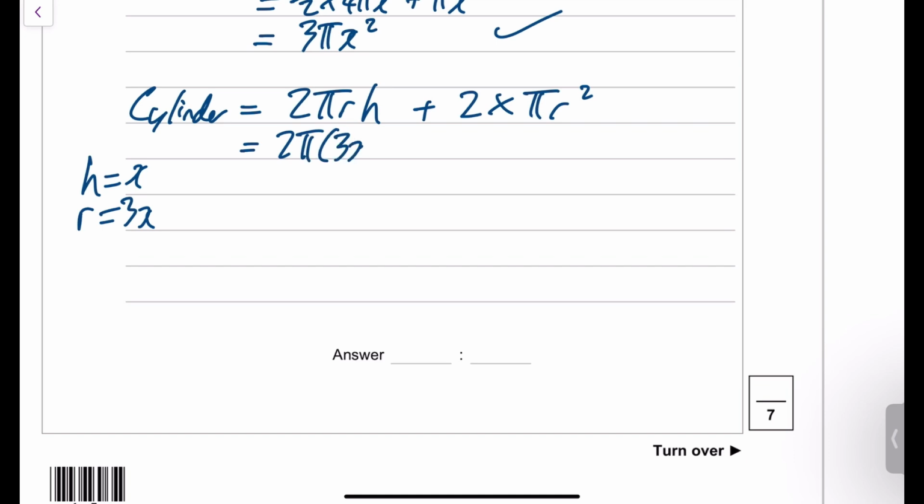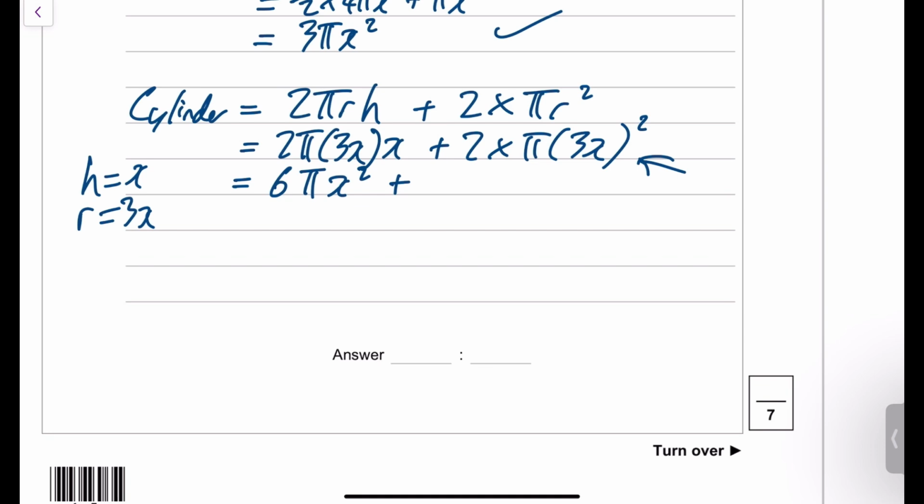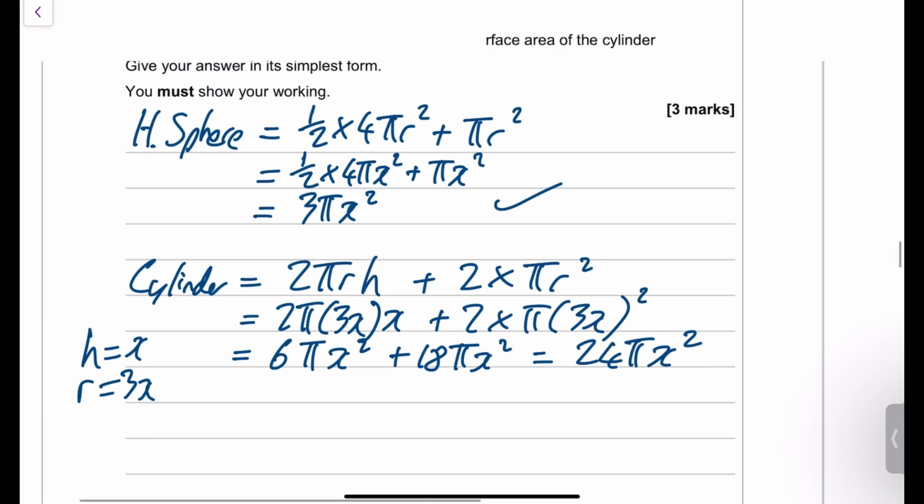That's 2 pi times my r, which is 3x, times my h, which is x, plus 2 times pi times my r, which is 3x, all squared. So that's going to be 6 pi x squared plus, okay, this bit here, 3x all squared means you get 9x squared. And then it gets multiplied by 2. 9 times 2 gives you 18. And that's going to be 18 pi x squared, which works out in total to be 24 pi x squared.